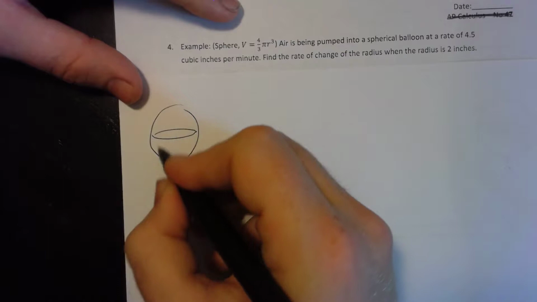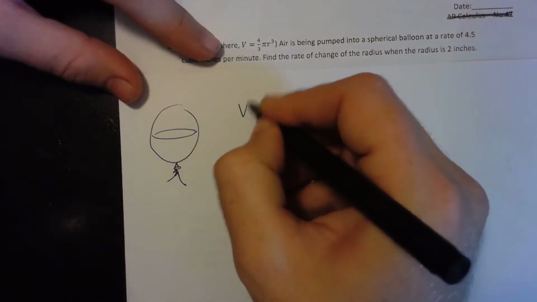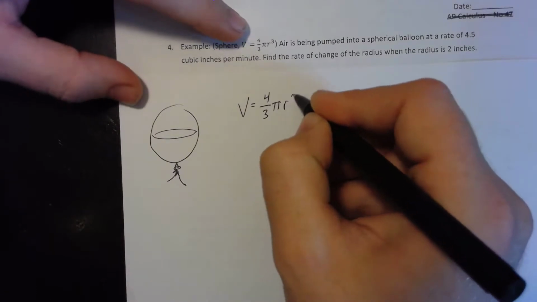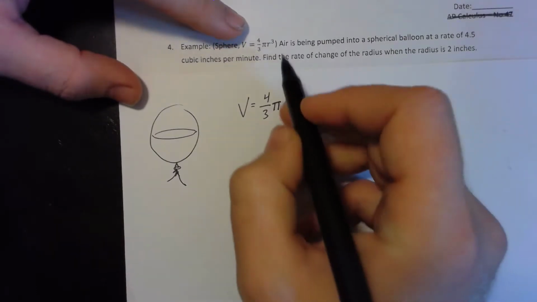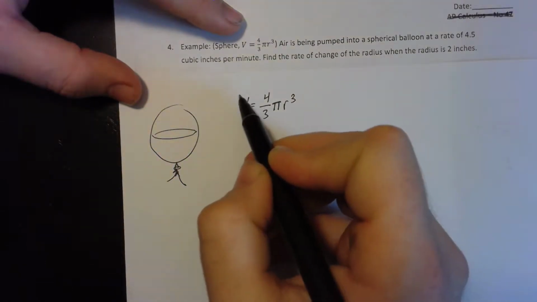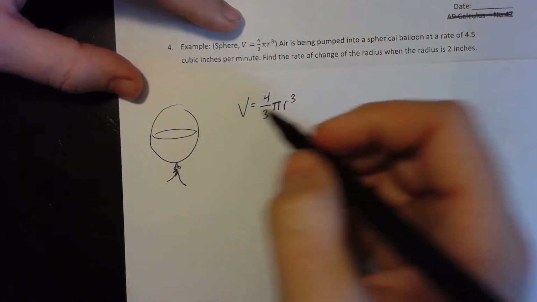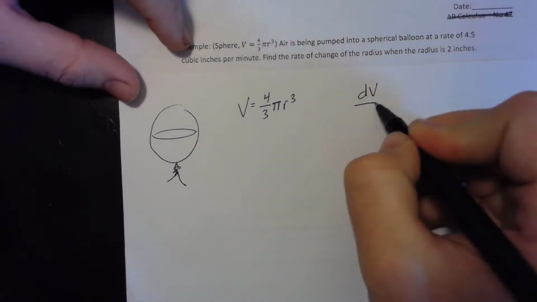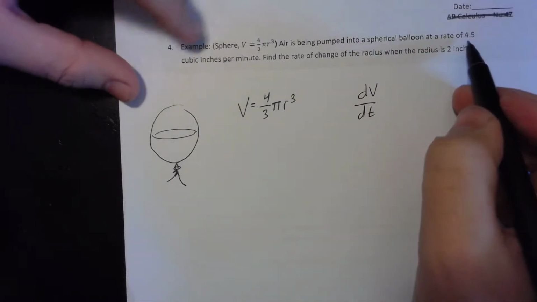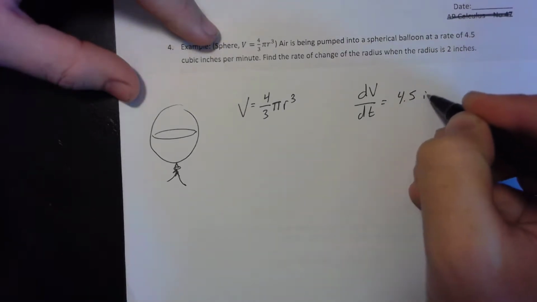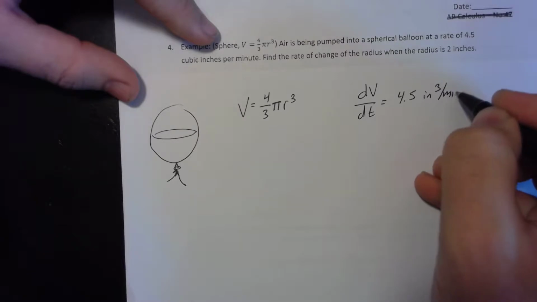Now, the air that's filling this balloon should revolve around the concept of the volume. I'm going to write down this formula that's given to us right here, but we should really understand that this air being pumped into it is filling this entire balloon in regards to its volume. So the rate at which the air is being pumped into the balloon is dV dt, the change in volume over time, which is 4.5 cubic inches per minute.